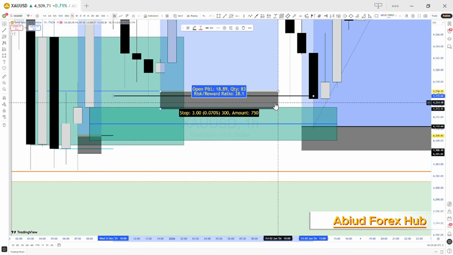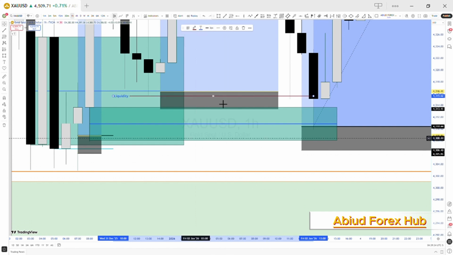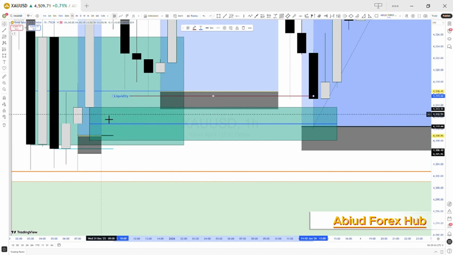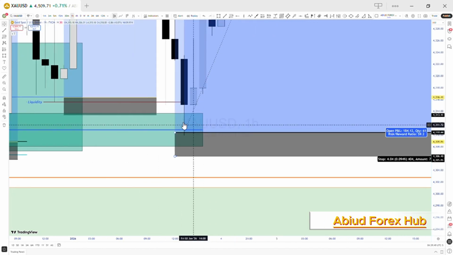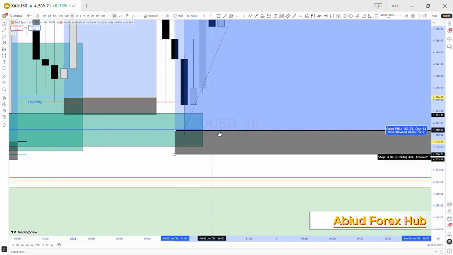So this liquidity gives us now a strong point below. Let me mark that, a strong point below, and then we have this consequent encroachment. So we are looking for this rejection block. Yeah, this rejection block gives us now our entry, and that's why when you look at this, we got this entry at this level here. Yeah, we had this entry.